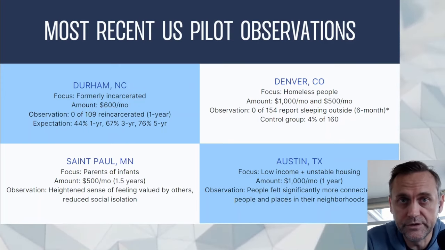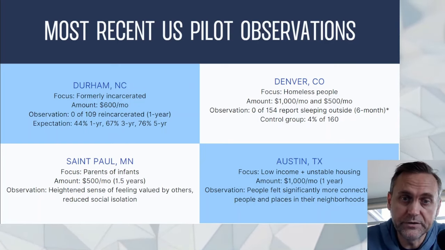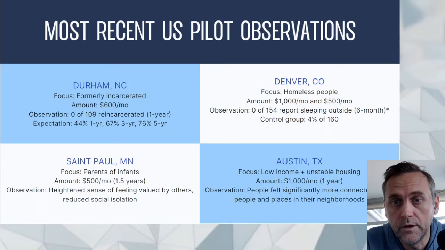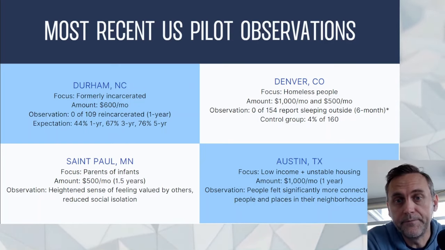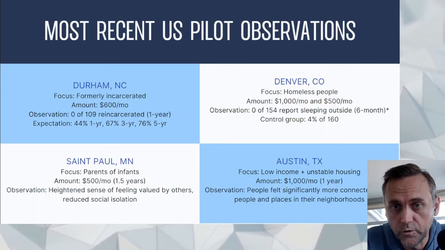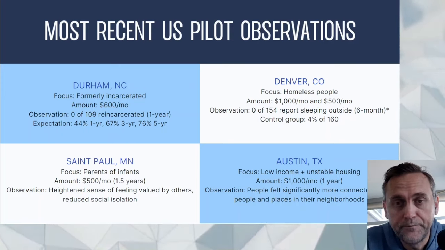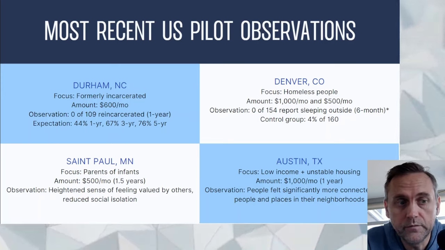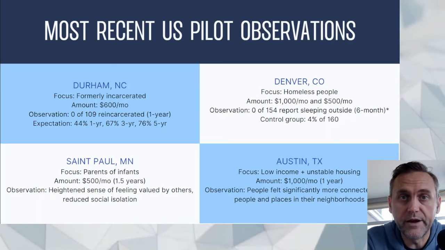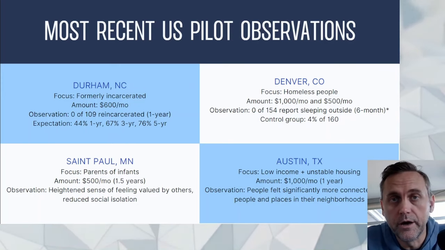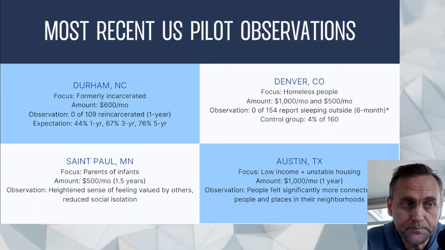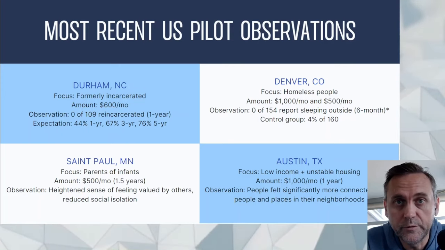And as a result, this is just the halfway result after 6 months. 0 out of 154 people in the $1,000 per month group reported still sleeping outside at that point. In the control group, it was 4%. So there have been multiple studies looking at the effect of basic income and even just unconditional cash on those experiencing homelessness. And there's just a lot of savings to be had there.